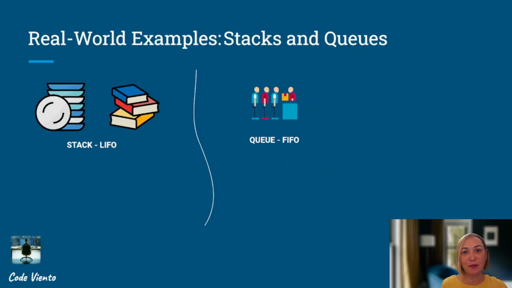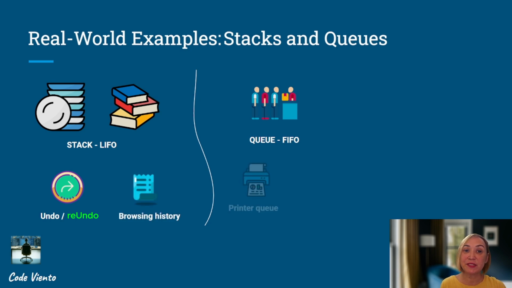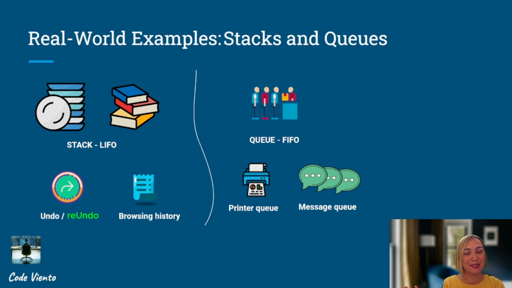If we talk about real-world examples of stacks and queues, browsing history and undo functionality are managed using stacks. Printer queues and message queues are all managed using queues. Both of these data structures play a critical role in managing data efficiently. Understanding how they work is essential for optimizing programs and solving complex problems.